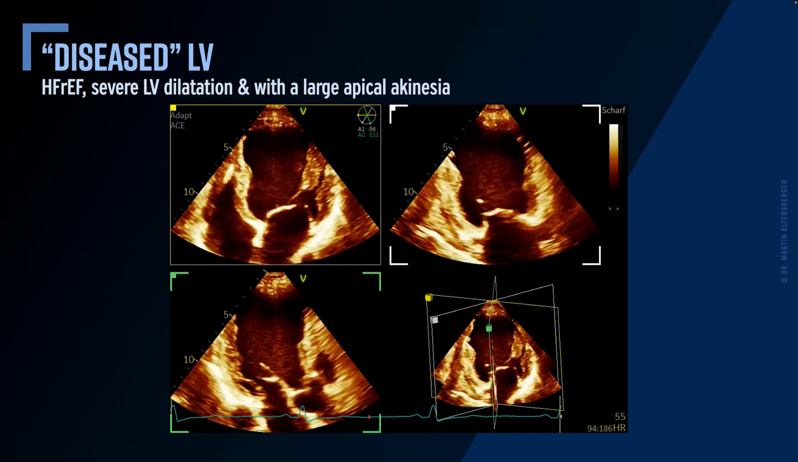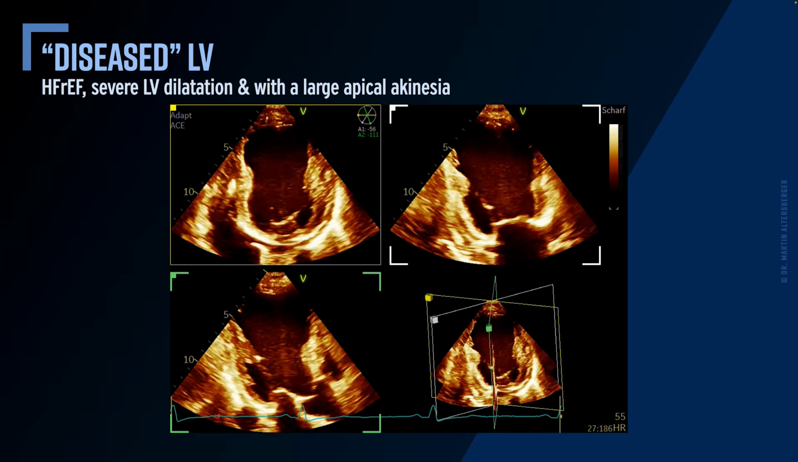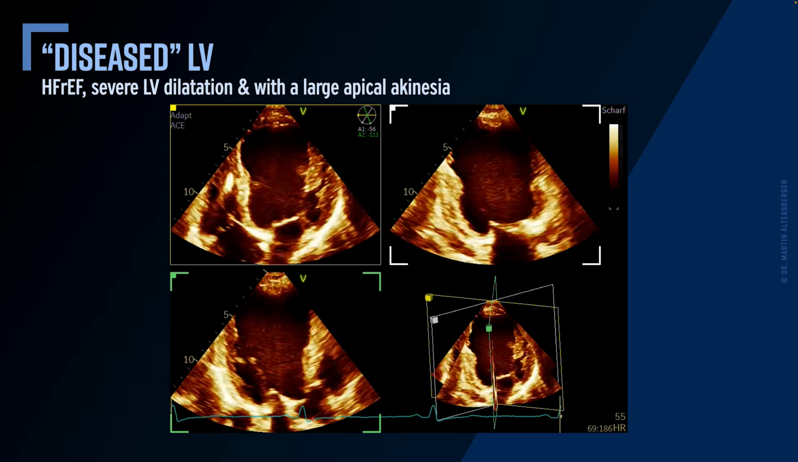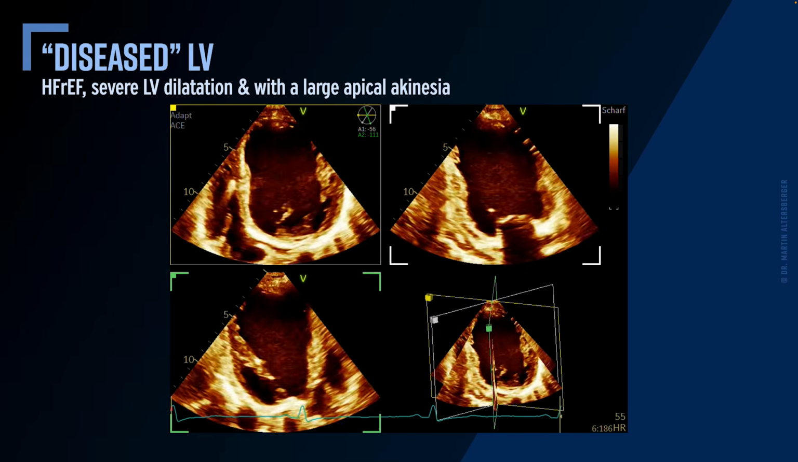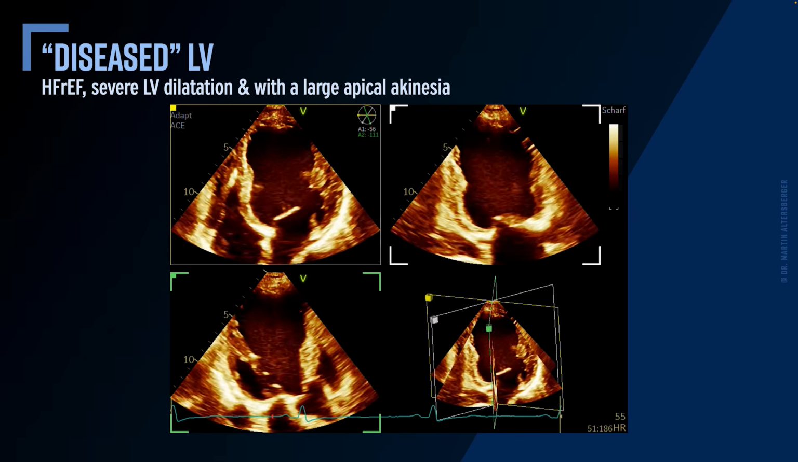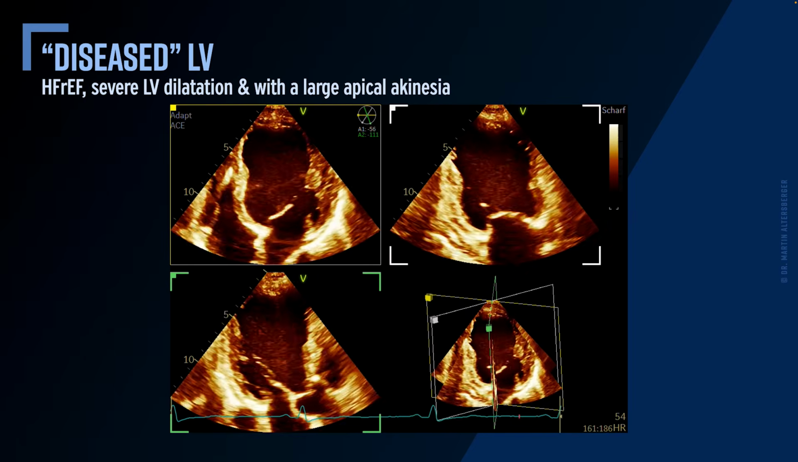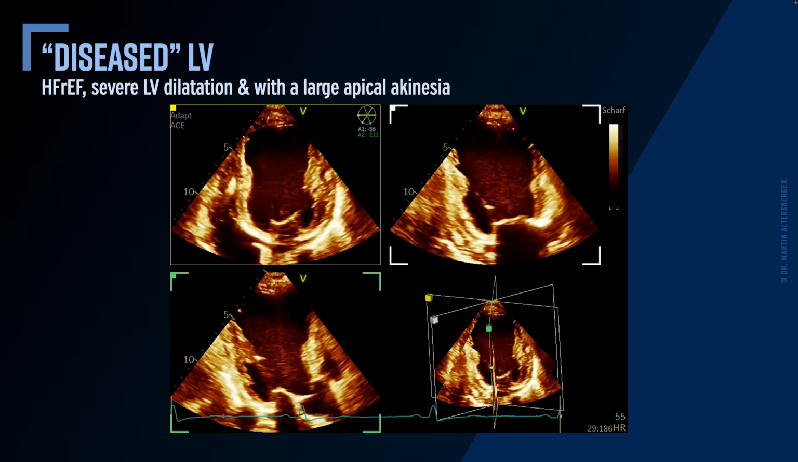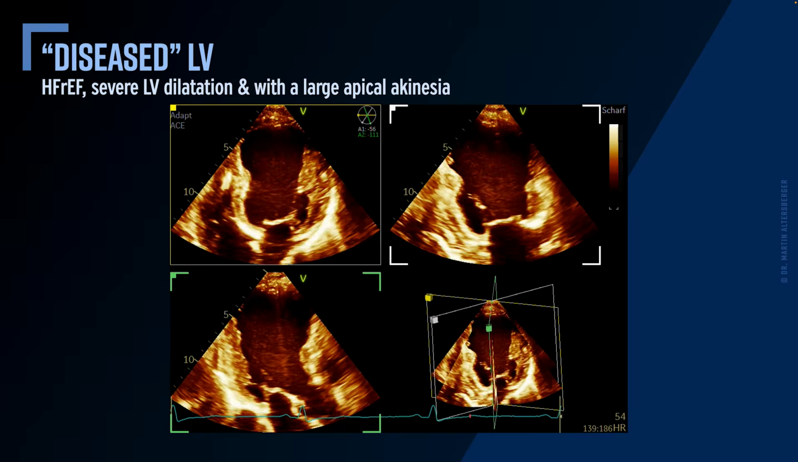Now, more diseased left ventricles, in this case, another case of HFrEF, heart failure with reduced ejection fraction, with a severe dilatation of the left ventricle. You see 4-chamber, 2-chamber, and apical long axis view in this multiplane imaging, and we have this large area of akinesis. So ejection fraction also in this case was significantly, severely reduced.